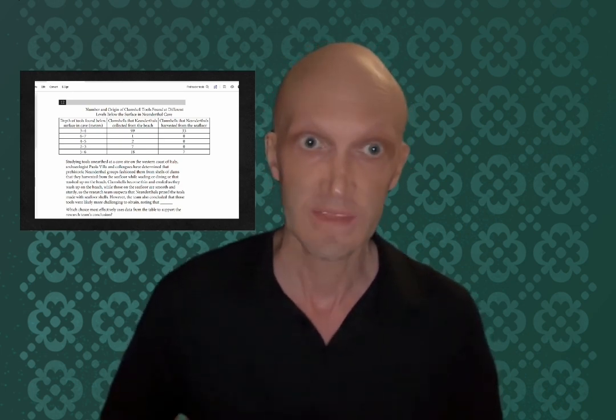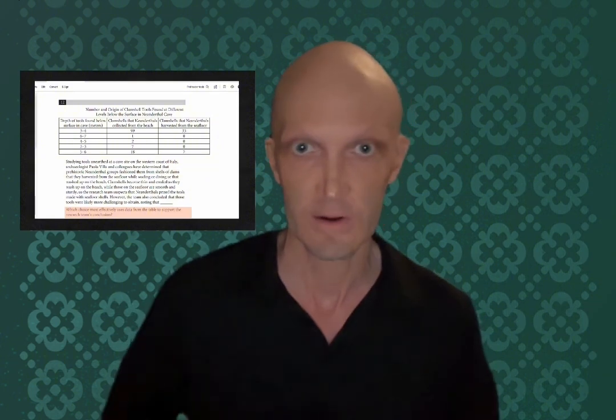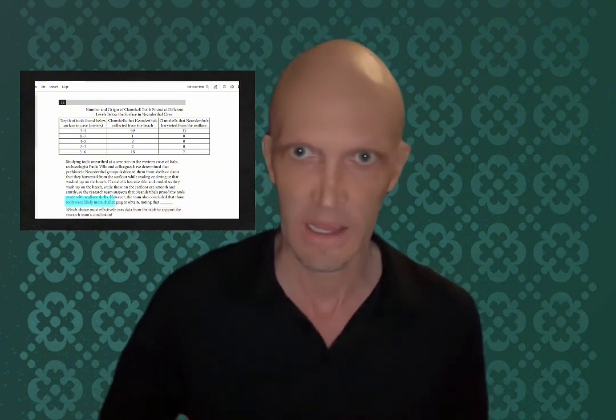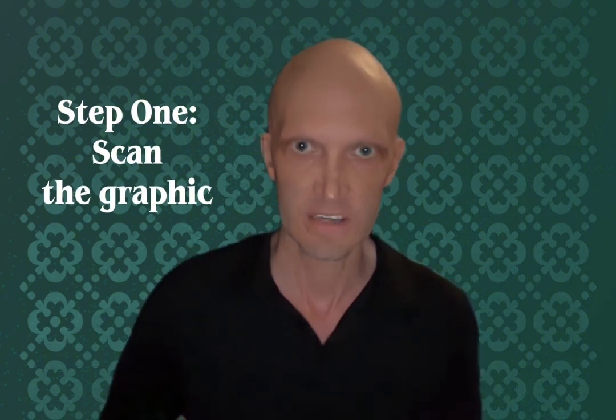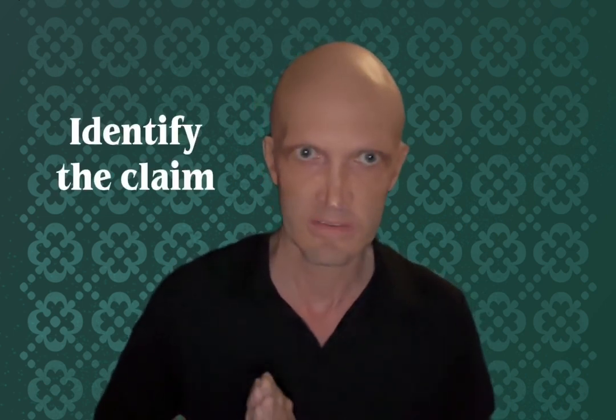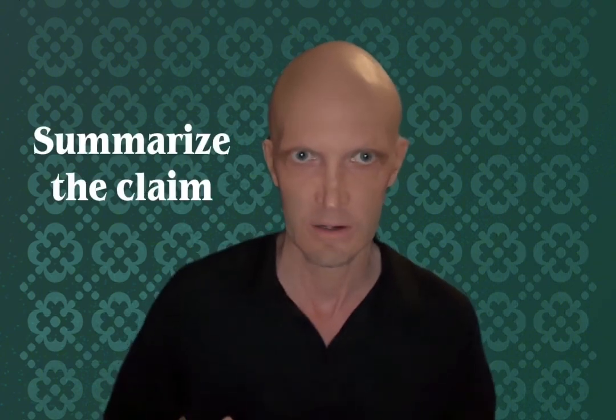The question might then ask you what evidence will support or weaken the claim, or it might ask you to fill in missing information in the claim itself. As always, we can break down the process into 3 steps. Step 1. Quickly skim over the graph or table or chart, but don't worry about looking at the data yet. Read the paragraph and identify the claim. As I mentioned, it is usually found near the end of the paragraph. Then try to summarize the claim in your own words.